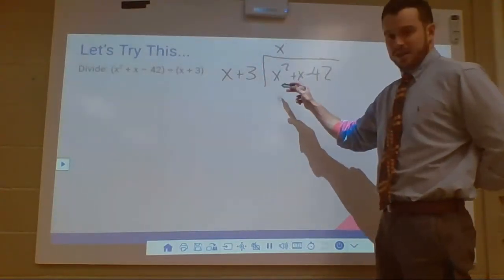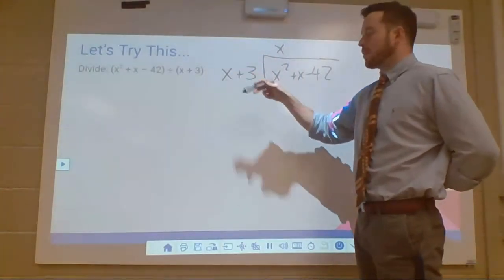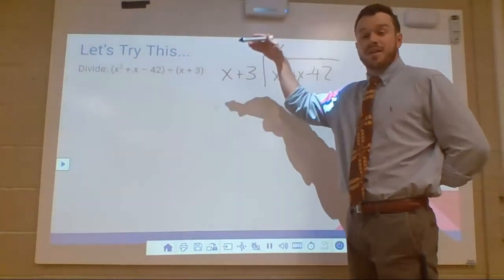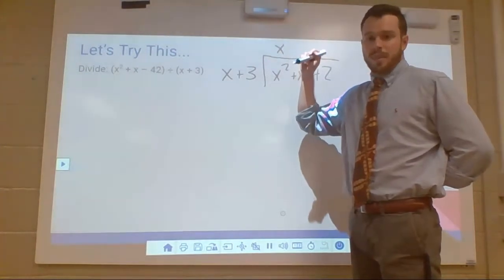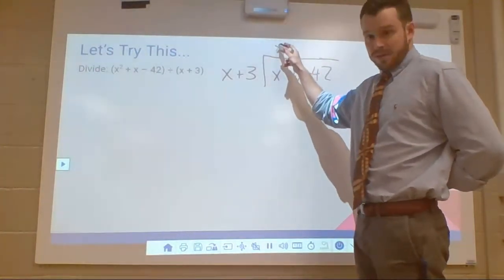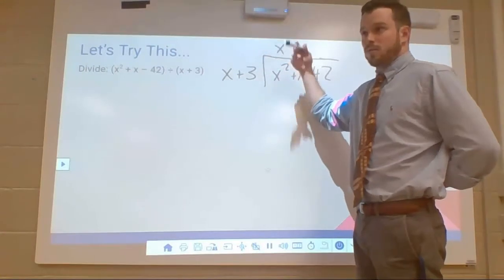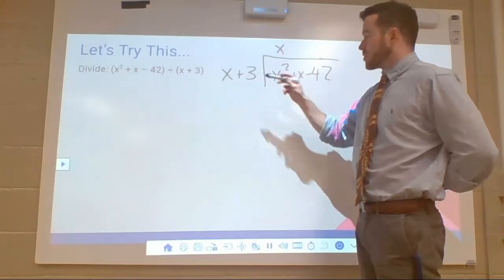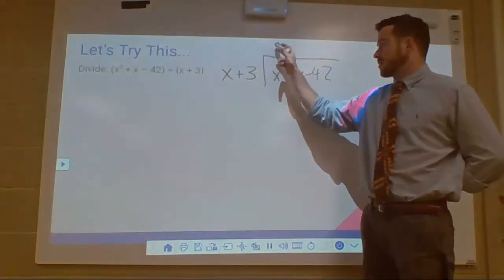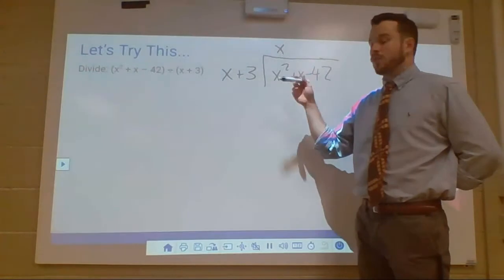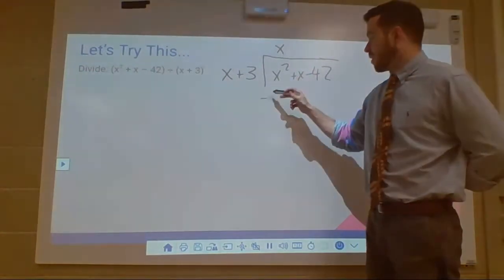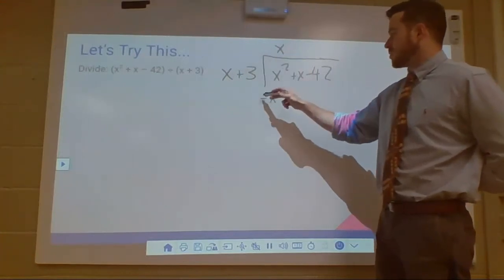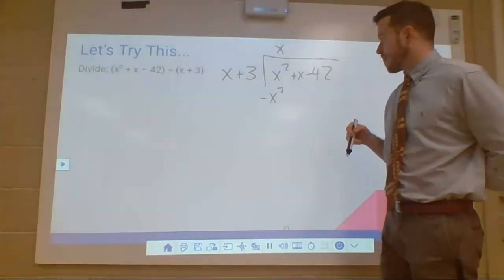X times x is x squared. So remember how in that first example I said that 7 goes into 8 one time, and then I put 1 up at the top. Well, 7 times 1 is 7, and then we said 8 minus 7. So here's what we're going to do here. We're going to say x times x is x squared, but then we're going to subtract x squared. So I'm going to say minus x squared. Again, x times x is x squared, so we're subtracting x squared.